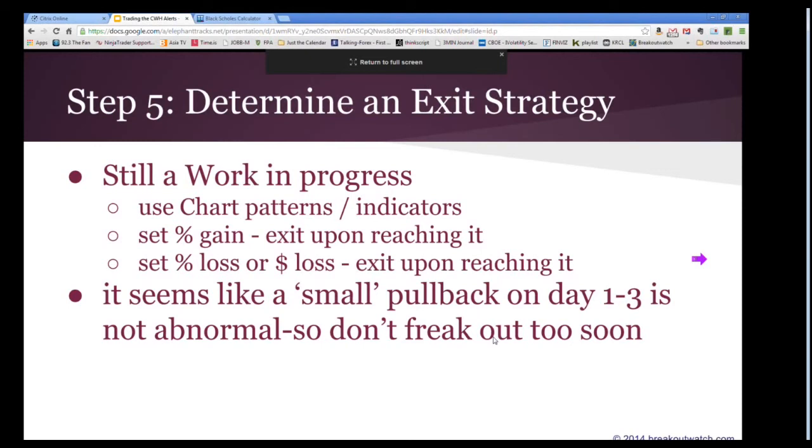You can also set a percent loss or dollar loss and get out upon reaching it. That's also important because these are not 100% winners. Ideally you cut your losers quickly, but you don't want to set it at break even, because a large percentage of these go down in the first 1 to 3 days, depending on the buying and selling going on in the underlying stock. But they don't typically go down very much, and I'll try to gather more data on that as we go along. So if it seems like a small pullback on day 1 to 3.